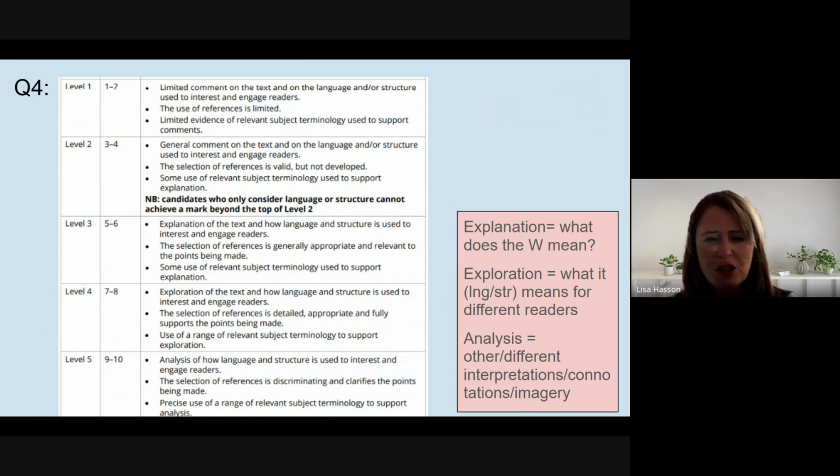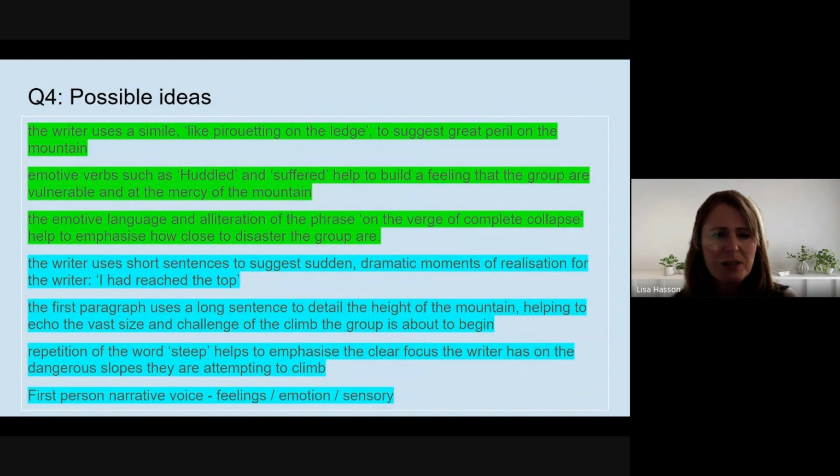So, if you're only just going to be dipping in and doing a bit of analysis to try and get yourself into that top band, then perhaps the language techniques are easier to analyze, talking about why the writer's chosen that particular word or phrase, rather than attempting to do that with the structure, which can be quite a challenge. Not impossible, though. All right, so some things you could have talked about.